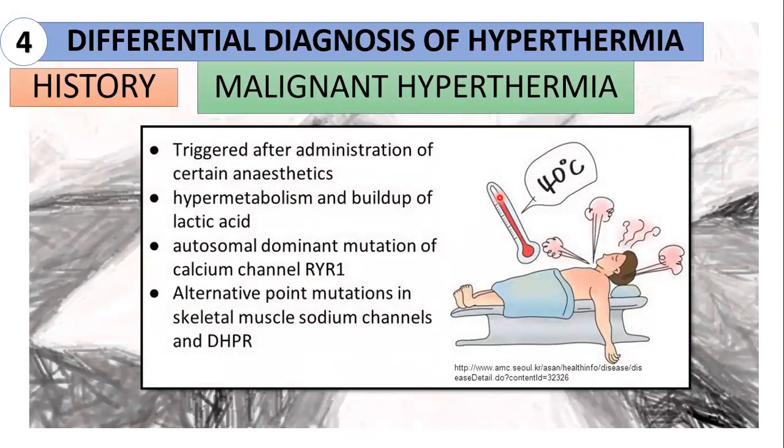As for malignant hyperthermia, this is triggered after administration of anesthetics, okay? And most especially halothane. This causes hypermetabolism and build-up of lactic acid. This is given with dantrolene as an antidote. However, the best initial treatment really to all of these drug or medication-related diseases is the withdrawal of the offending substance.